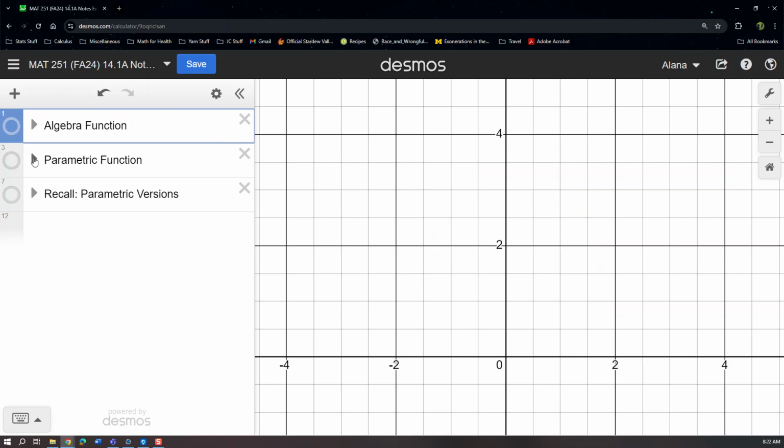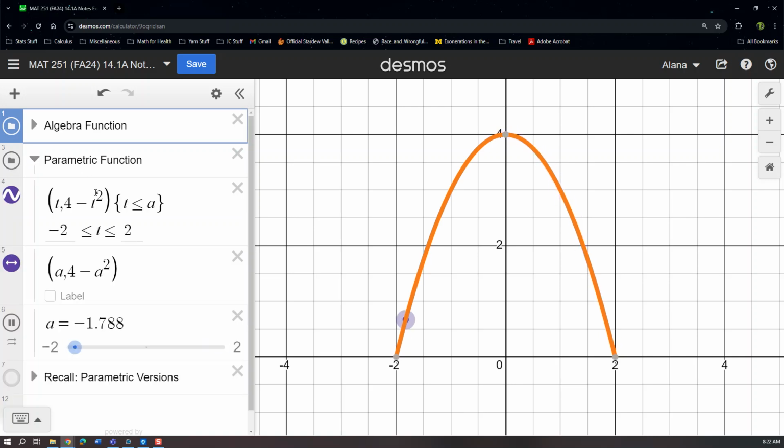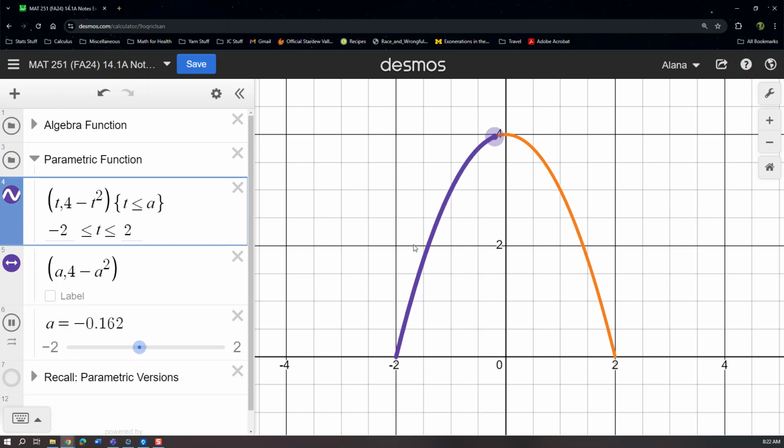And I want to draw the parametric equation. Matter of fact, I'll leave it on for a second. And I put this parametric equation on. So the parametric equation is the purple one. And you can see that it carves the same path. So it follows the track that the algebra function lays out, but it's parametric, so it has motion to it.